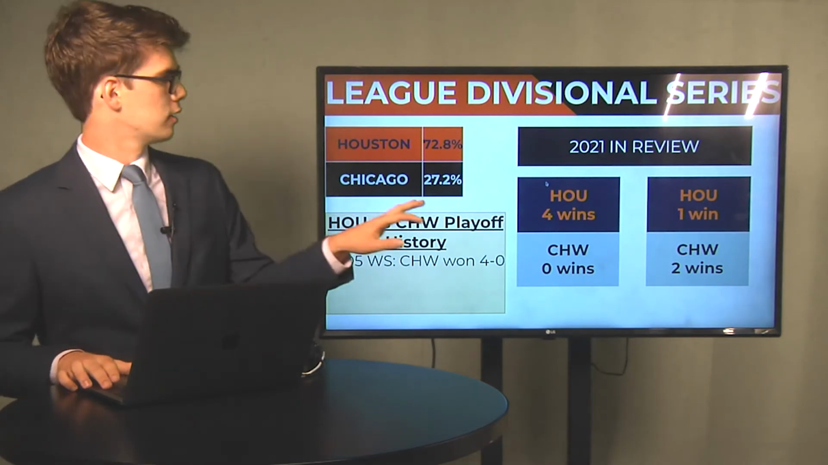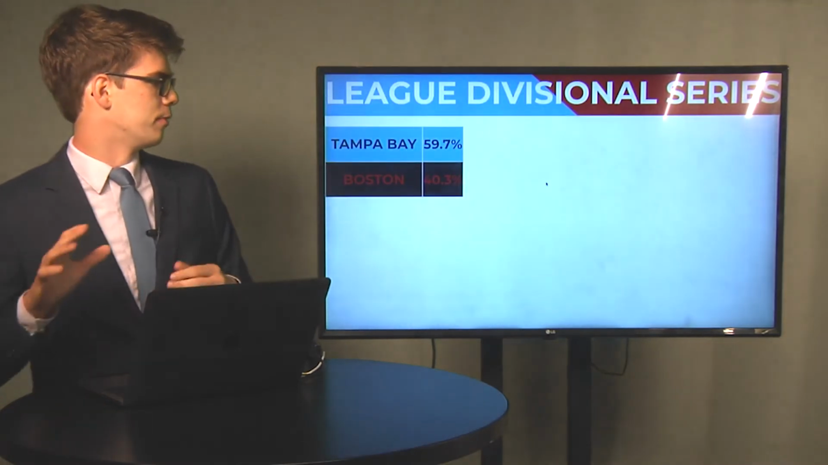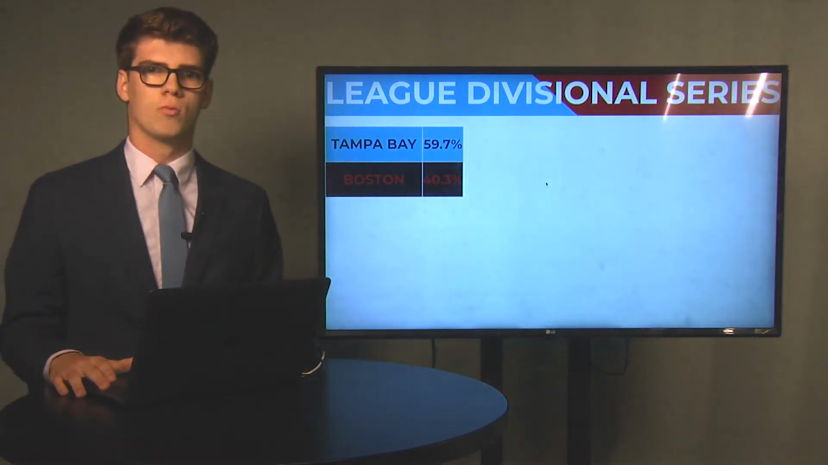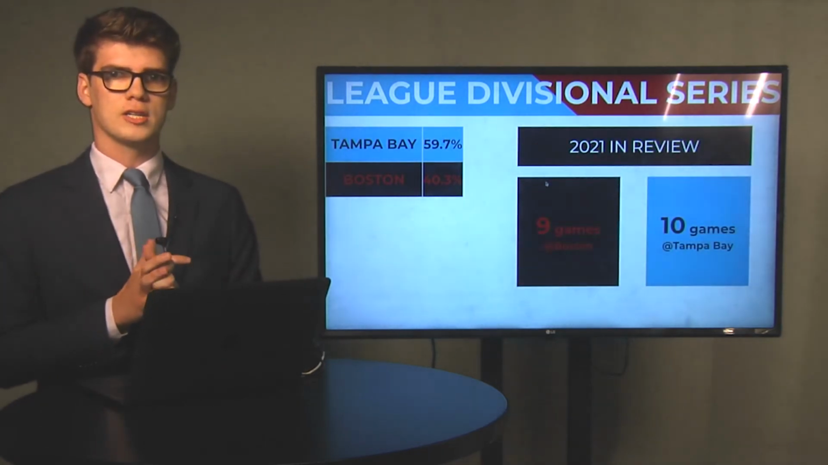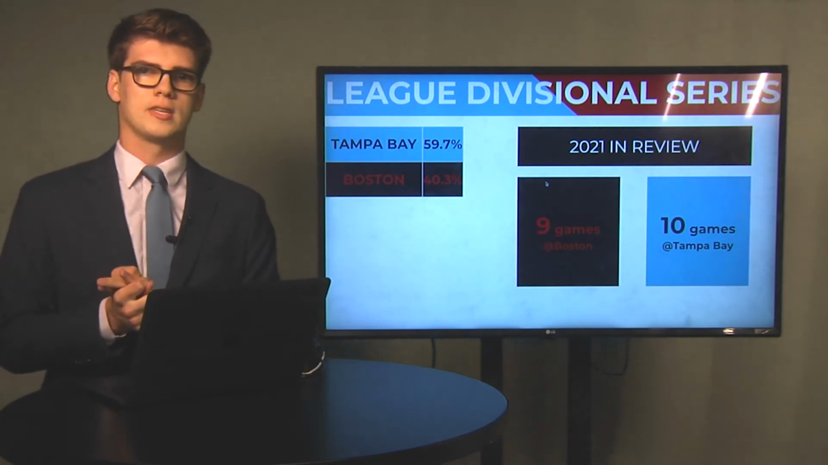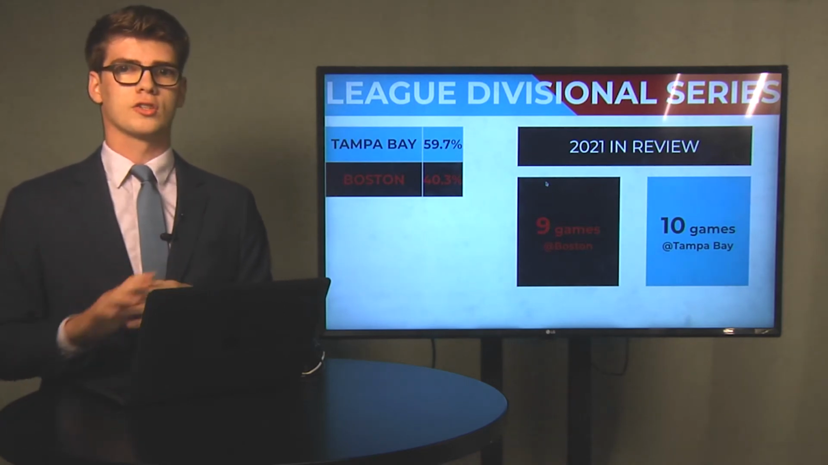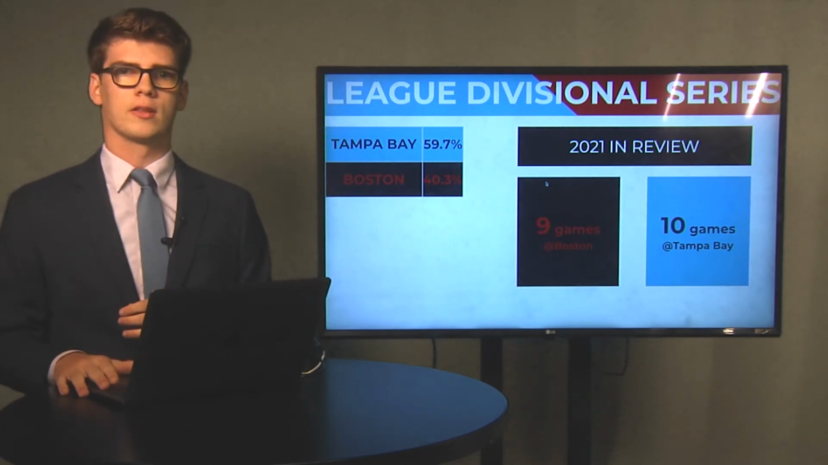Now let's go back to the main board and take a look at the second AL matchup, the Tampa Bay Rays and the Boston Red Sox. The model gives Tampa Bay a nearly 60% chance to defeat this familiar opponent and advance to their second consecutive ALCS. The Rays and Red Sox are AL East rivals and played each other 19 times during the regular season.